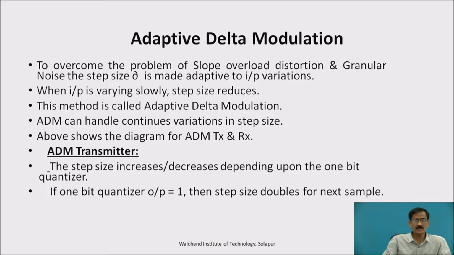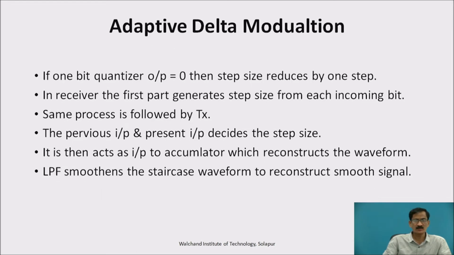Above shows the diagram for the ADM transmitter and receiver. In the ADM transmitter, the step size increases or decreases depending upon the 1-bit quantizer. If the 1-bit quantizer output is equal to 1, then the step size doubles for the next sample. If the 1-bit quantizer output is 0, then the step size reduces by 1 step.